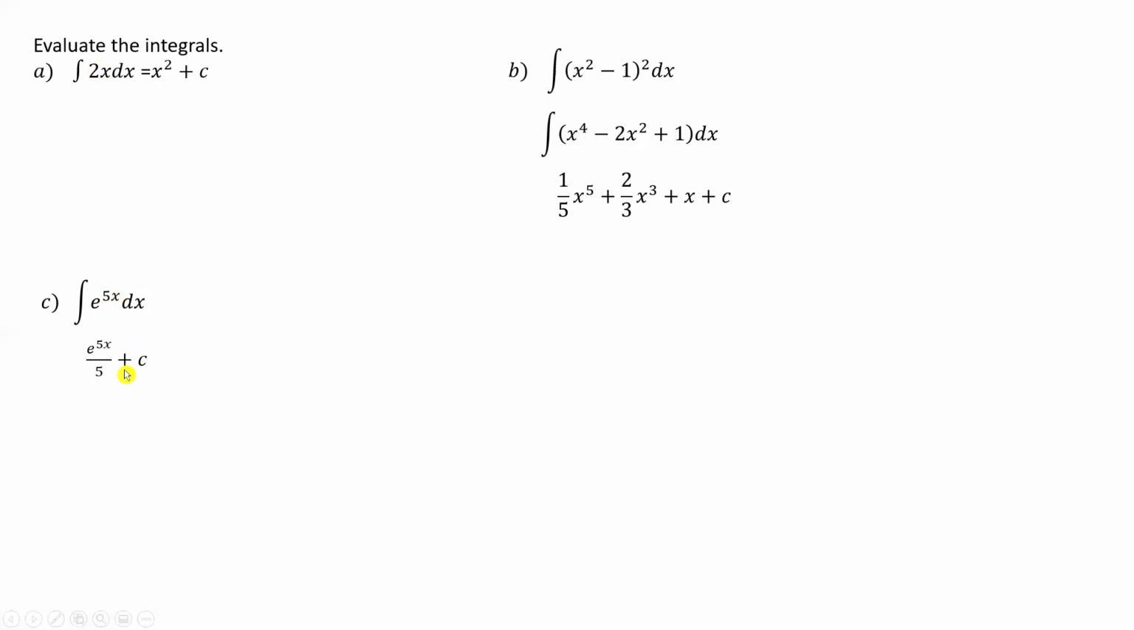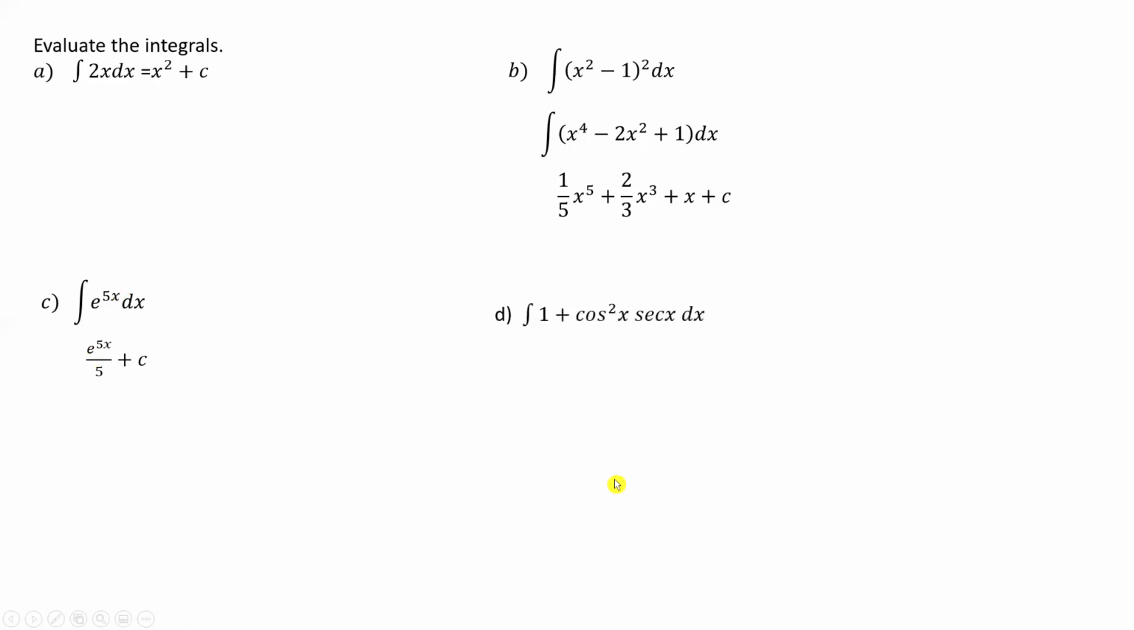Now, this is a magnificent section for checking your work. If you want to know if you're right, simply take the derivative. The derivative of e to the 5x would be e to the 5x times 5, which would get rid of the 5 in the bottom, and we get what we started with. So we know we're right.